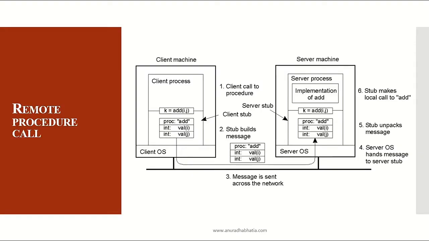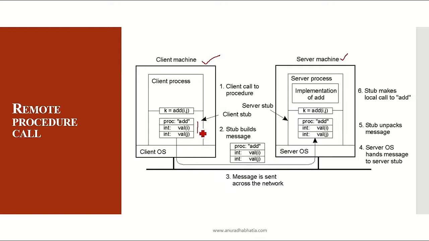Now this is a more detailed diagram of the remote procedure call. Client calls the procedure. This is the client machine. This is the server machine. Client calls the procedure. This is the client stub. You will see this is the actual implementation of how a procedure or a function is called and how it is replaced in the stub and how it works.